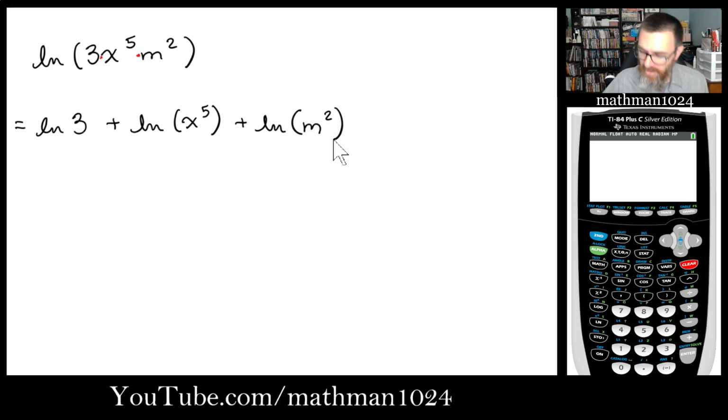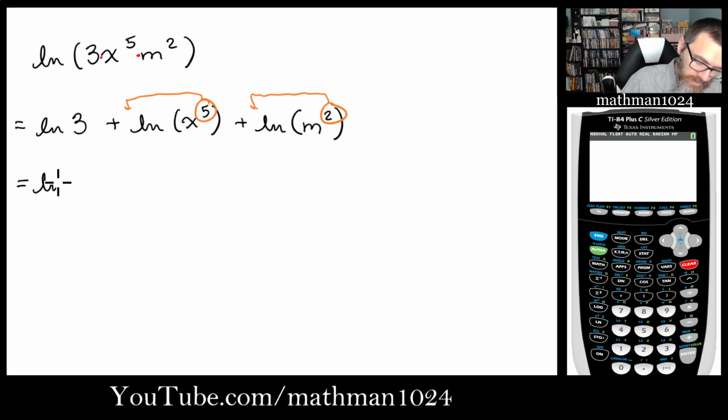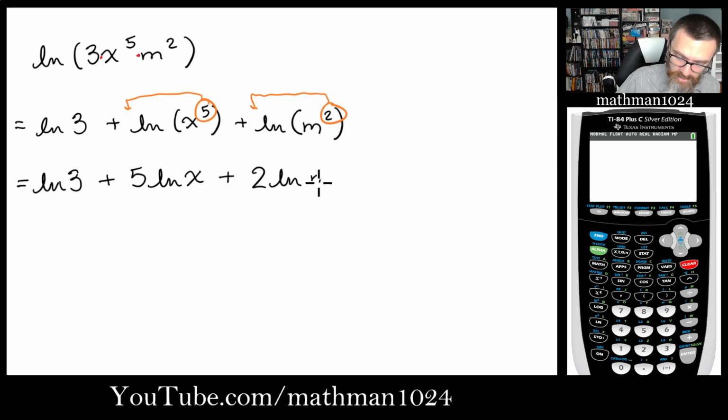So far so good. The next part is to address the issue of the powers that are inside the logarithms. Well, we saw a property in the previous video that says a power inside just gets to be brought outside in front as a factor for that logarithm. So natural log of 3 is going to stay exactly as it is, but then we bring the 5 out in front, so 5 times the natural log of x plus 2 times the natural log of m. And now we have it completely expanded, and we can see it in its most basic components, which is made up of natural log of 3, natural log of x, and natural log of m.